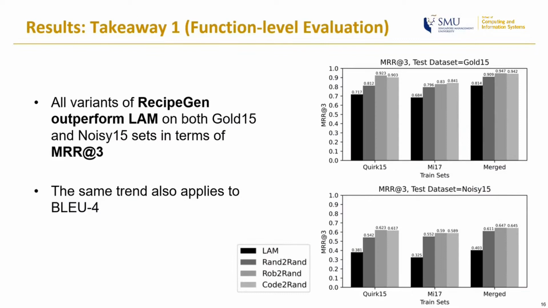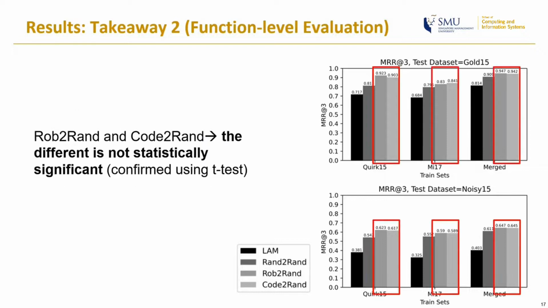This is the result of the function level evaluation. From the figure, we can observe that LAMP, which is indicated by the black bar, is consistently lower than RecipeGen. We can also observe that the performance difference between RoBERTa-to-RAN and CodeBERT-to-RAN is small. We confirm that the differences are not statistically significant.